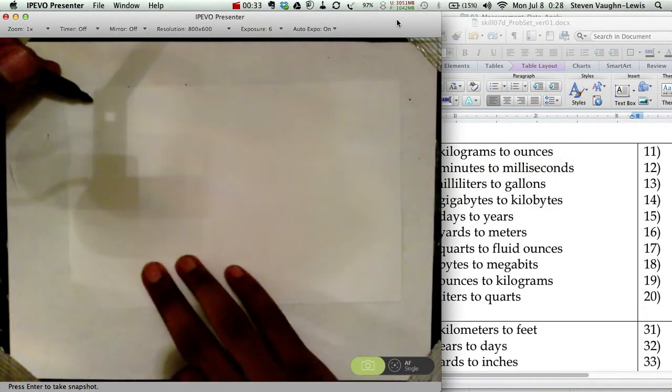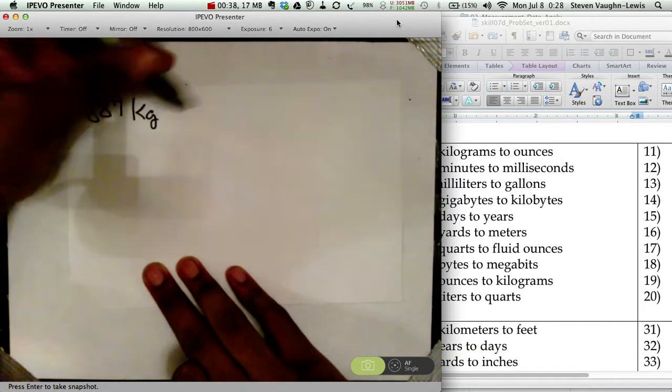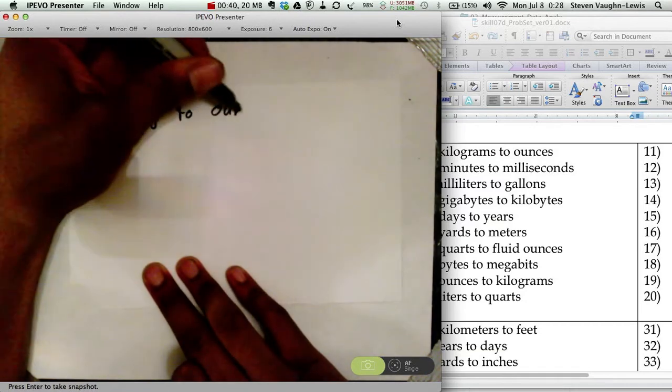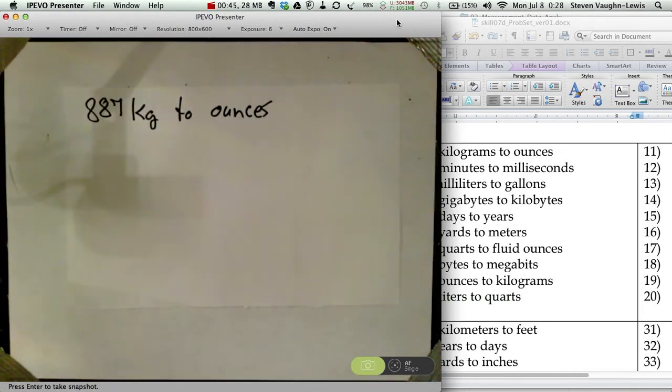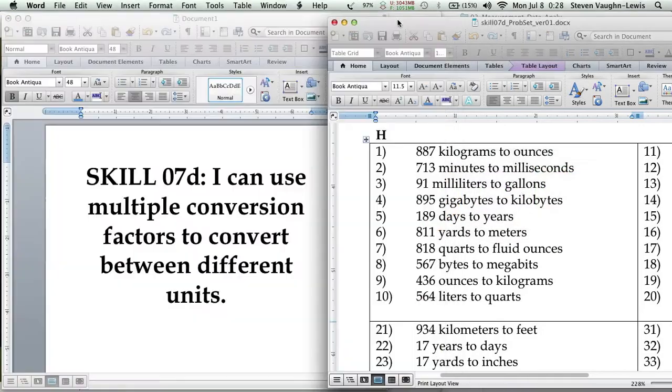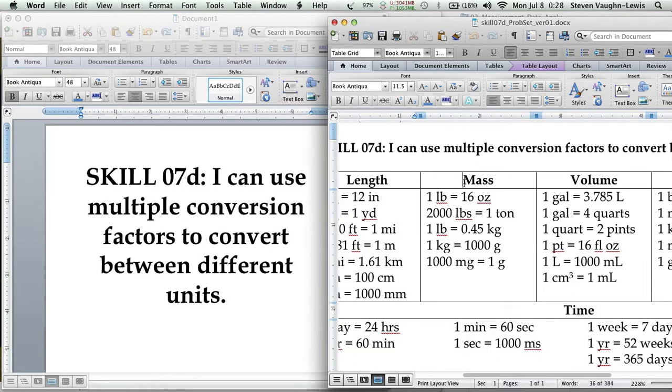Alright, 887 kilograms to ounces. Now, with this, we know that we're dealing with mass. So let's try to find a relationship that will let us go from kilograms to ounces. So we have pounds to ounces. That doesn't help. We have pounds to tons, doesn't help. We have pounds to kilograms, that doesn't help at all. We need kilograms and ounces.